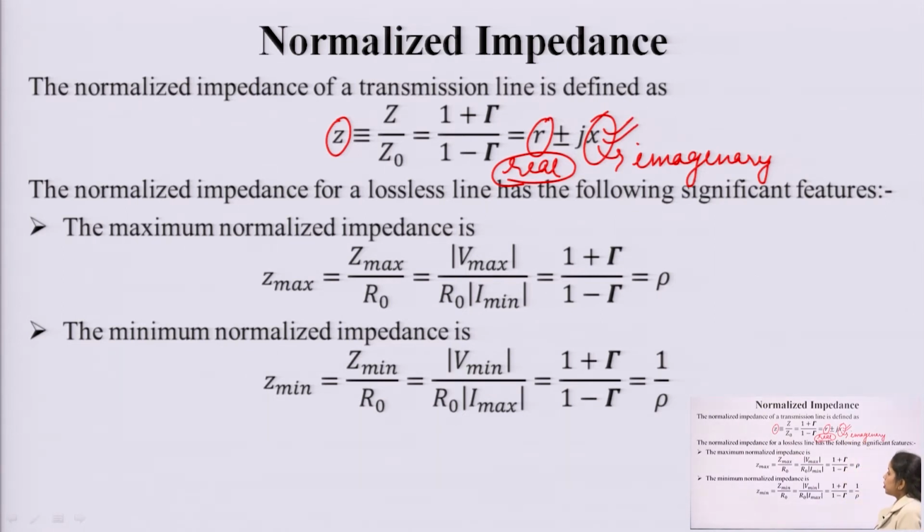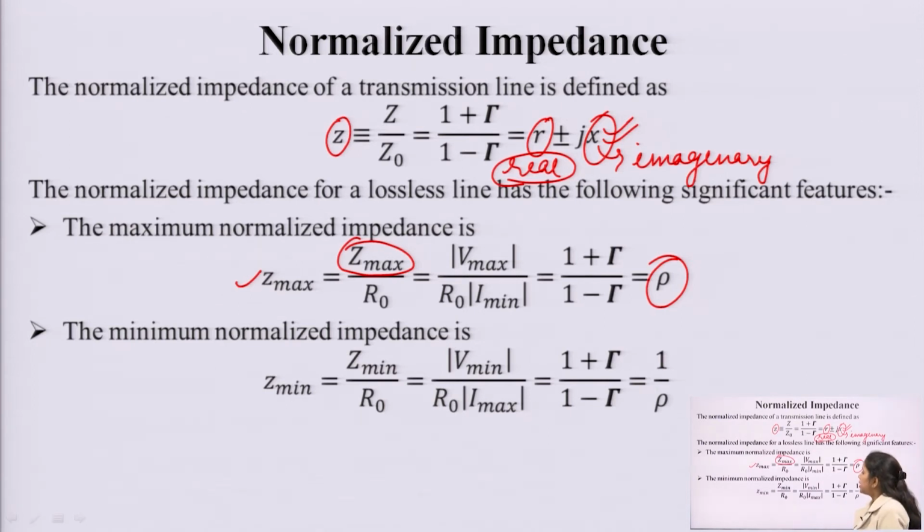And now, the maximum normalized impedance is given by, of course, we already know that R naught is the case when we have a maximum impedance in the lossless condition. That is why the maximum normalized impedance, expressed in terms of small z max, should be given by capital Z max upon R naught, and when we want to change the value of Z max, it is equal to V max upon I min, and it is equal to 1 plus tau divided by 1 minus tau, which is basically related to our reflection coefficient.